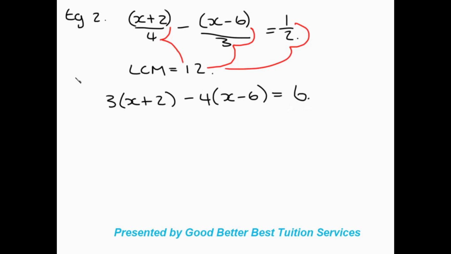Once we get to this point, we times terms into brackets, so we're timesing into the first term, then into the second term. So this is going to give us 3x first, plus 6.